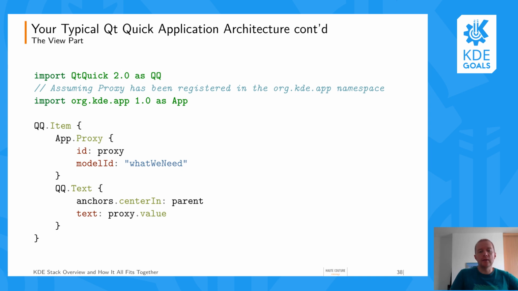You set up the model ID, and now when we call things here, the properties we see here are interacting with that particular model. And then we can have some Text element, and say that the text of the Text element will be whatever we add in the value property of that proxy element.